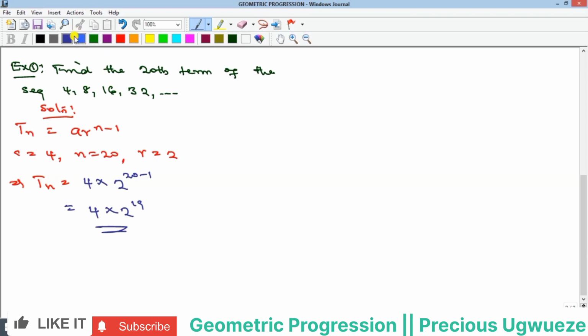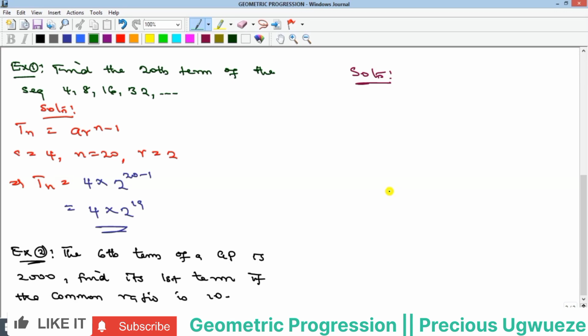Right, so we look at the second example. The second example says that the sixth term of a GP is 2000, and we should find the first term if the common ratio is 10. That means T6 is equal to AR raised to power 5, that's 6 minus 1. This T6 is giving us 2000, equal to A, which is what we are looking for, multiplied by 10 raised to power 5, where 10 is the common ratio.